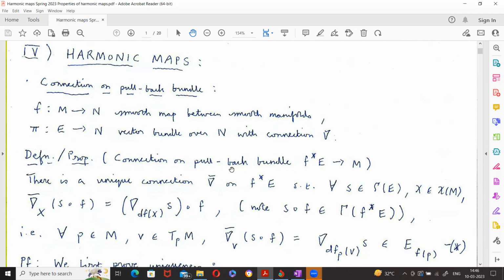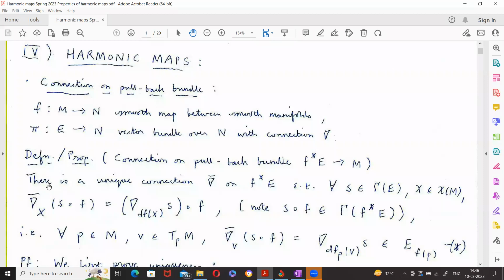Actually, covariant derivative along a curve, for a section along a curve, is a special case of a connection on the pullback bundle, where for a curve, what you do is you pull back the bundle by the curve. So you get a bundle over an interval. And the connection on that bundle over the interval is actually your covariant derivative along the curve. So the more general construction is this: a connection on a pullback bundle. So this is a definition proposition.